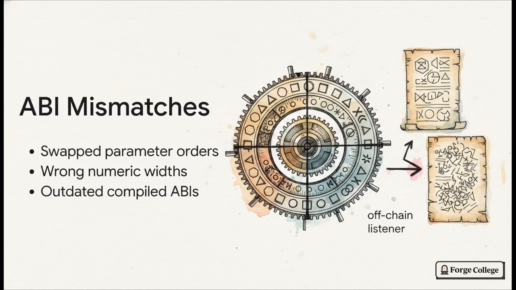This is super likely to happen if you accidentally swapped the parameter order in your front-end code. Or maybe you use the wrong numeric width, like typing uint128 instead of uint256. Or, honestly, the most classic mistake of all, you simply forgot to update your compiled ABIs in the listener script after you made a change to your Solidity contract. We have all been there.